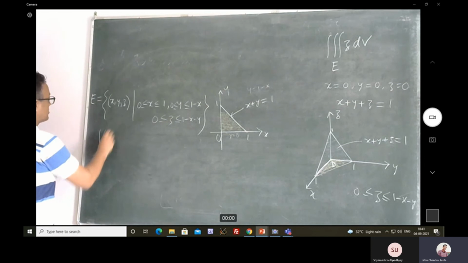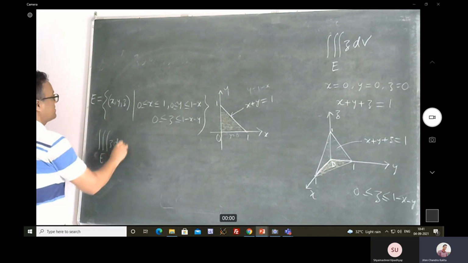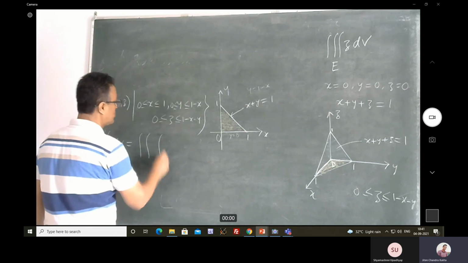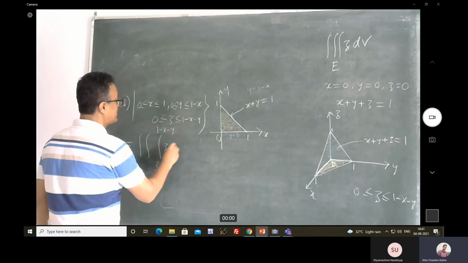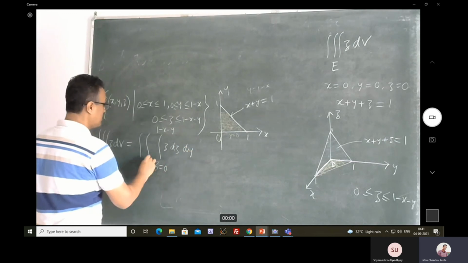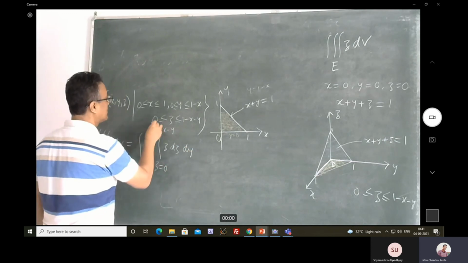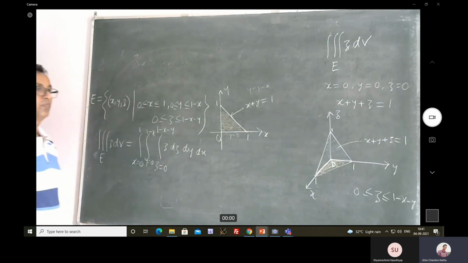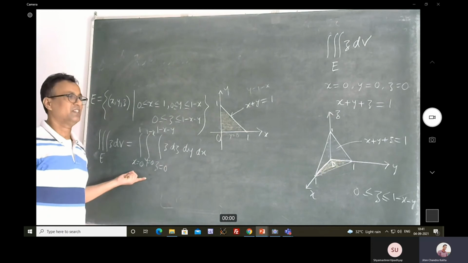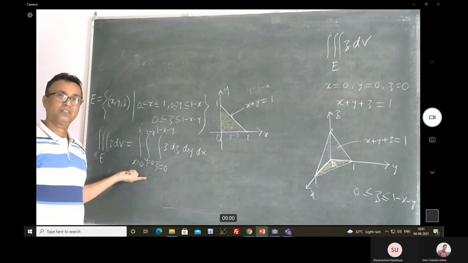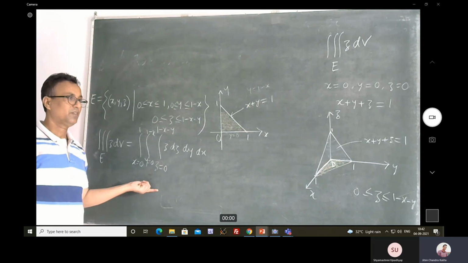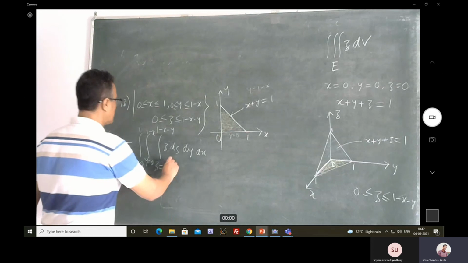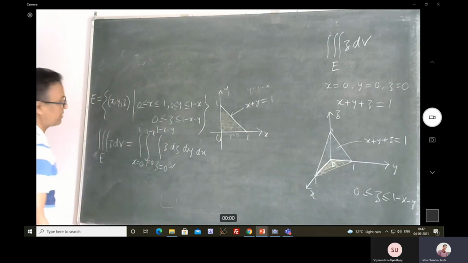Therefore, this triple integral of z dV is simply the integral of z dz, where z goes from 0 to 1 minus x minus y, then dy, y goes from 0 to 1 minus x, and dx, x goes from 0 to 1. Fine? And this can be easily integrated, right? Should I perform the integration or can you do it? Yeah, I think you can easily do it, right? So this is the way we are going to tackle this.